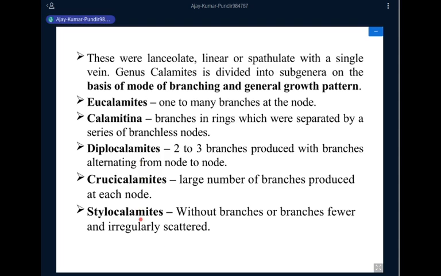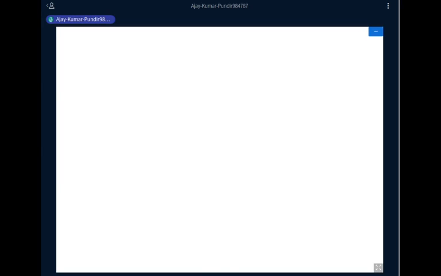And the last one is Stylocalamites. In this subgenus, a few irregularly scattered lateral branches were developed, and in some species of Calamites it has been observed that in this category sometimes the plants were without branches. If branches are developed, they are developed irregularly, scattered. They do not form a regular pattern.